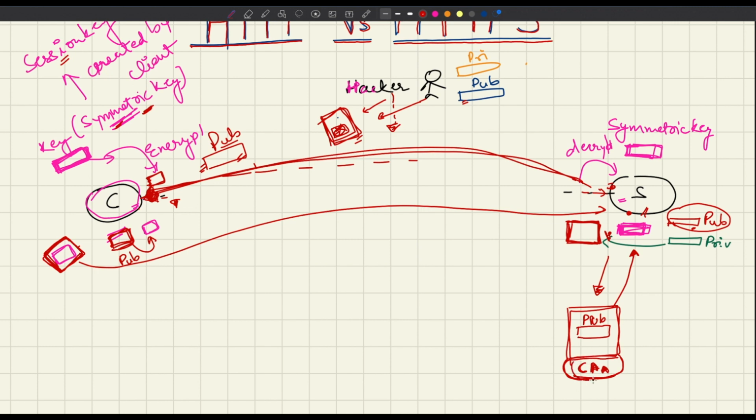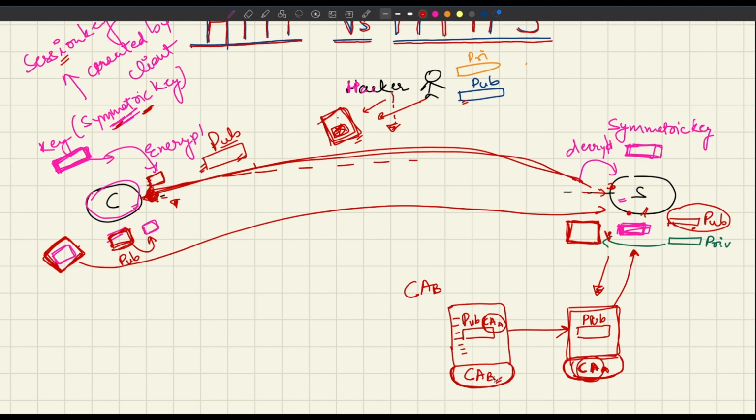But who is going to trust this certificate authority A? For that, there is another intermediate certificate authority which will contain the public key of certificate authority A. So this is the public key of CA A, and this certificate is generated for certificate authority A. Let's say this intermediate certificate authority is called certificate authority B, and hence certificate authority B is going to attach its signature like this.